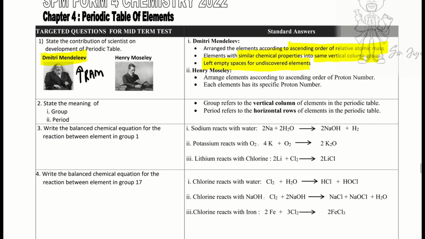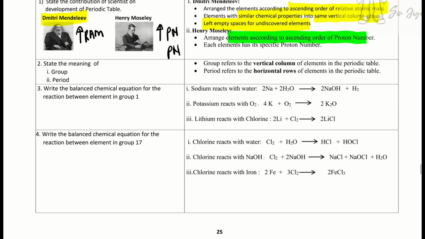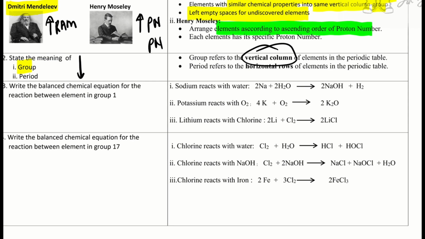Next, Henry Moseley arranged the elements according to ascending order of proton number. He introduced the concept of proton number. So please remember, arrange the elements according to ascending order of proton number. What is meant by group? A group is a vertical column of elements in the periodic table. What is meant by period? A period is a horizontal row of elements in the periodic table.